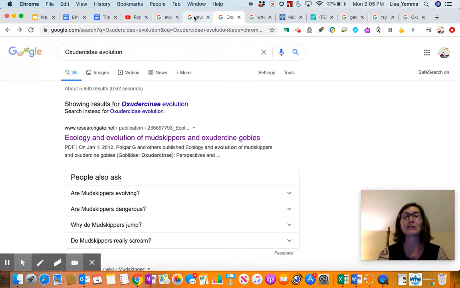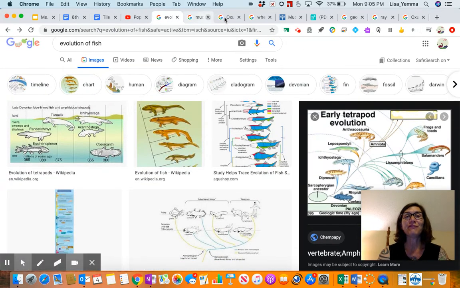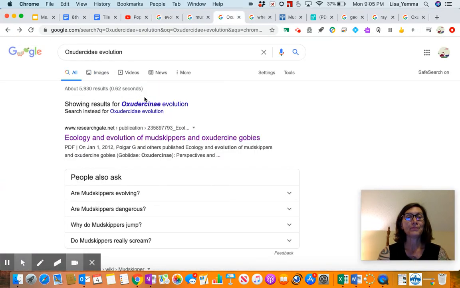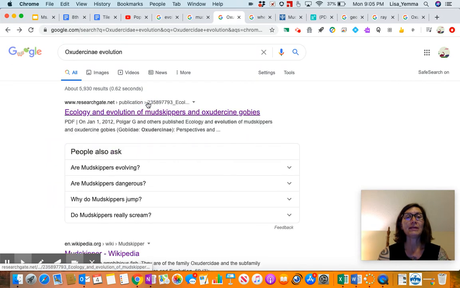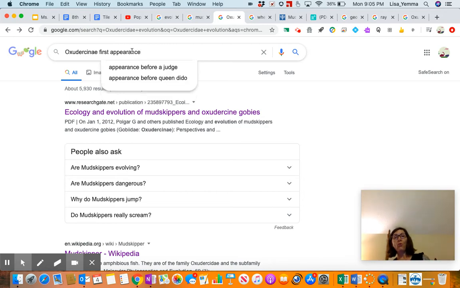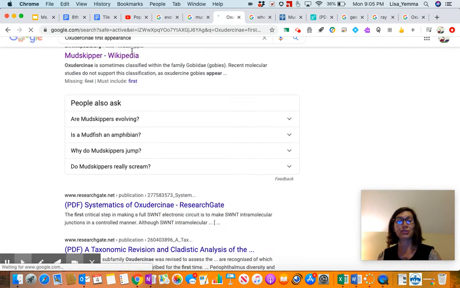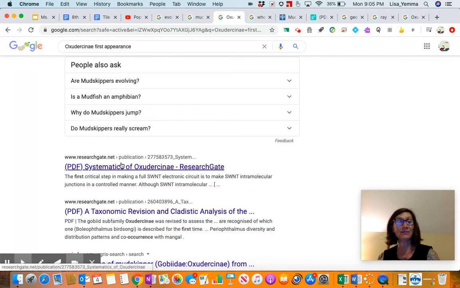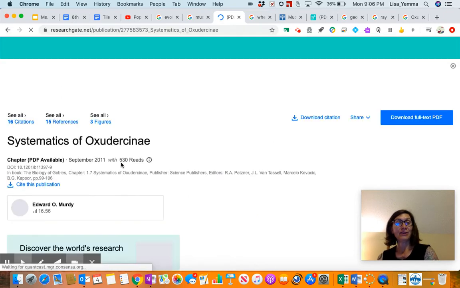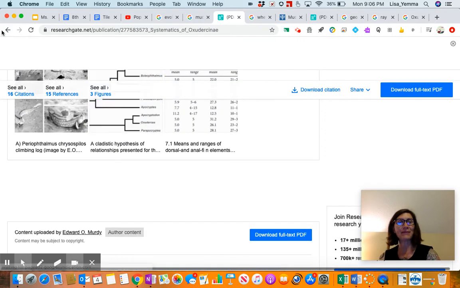What I looked at: evolution, mudskipper fossil found, evolution of fish. So let me go back here, and let me go back to first appearance. So what was the first appearance of this group of fish? PDFs and some systematic critical steps. Let's see what that is. And so I get some more, it's the same diagram that I don't like, right?